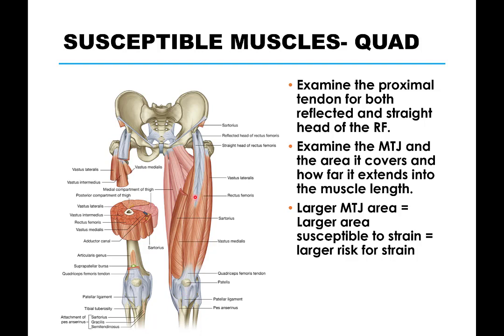The rectus femoris comprises two heads. The reflected head, which is the lateral head, and the straight head, which is the medial head. And each of the rectus femoris heads has its own tendon on the proximal end. However, the two tendons, as you see here, are integrated into one large tendon. So let's take a look at this proximal tendon carefully.